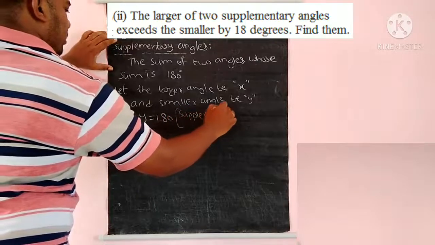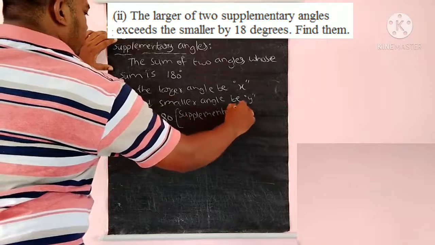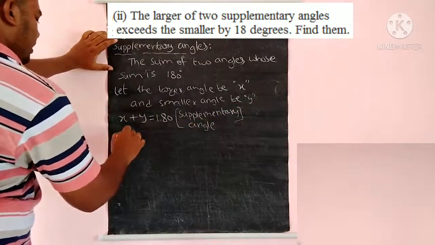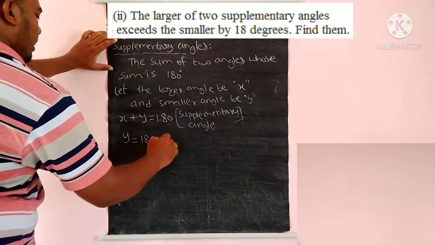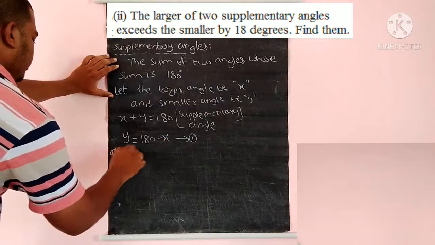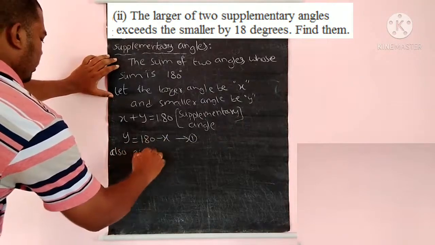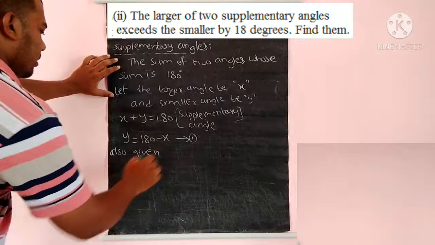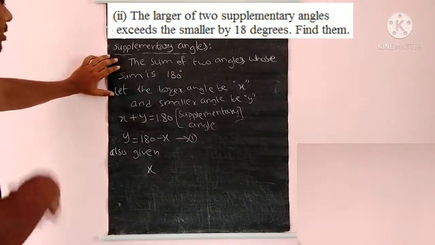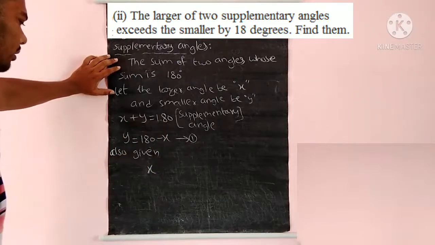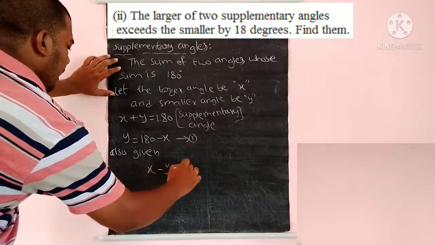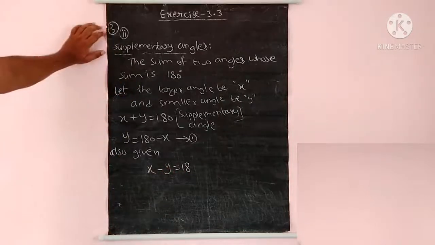So their sum should be 180 degrees. From this we can write y equals 180 minus x. Let it be 1. Also given the larger angle exceeds the smaller angle by 18 degrees, which means the larger angle is 18 more than the smaller angle. That means we can write x minus y equals 18. Here, exceeds in the sense we can take it as difference.